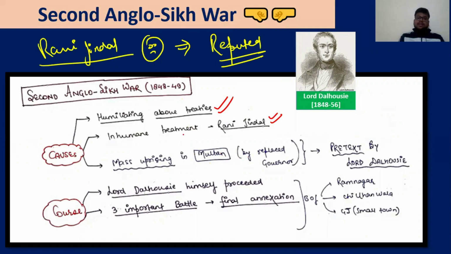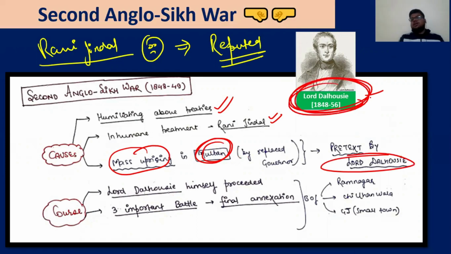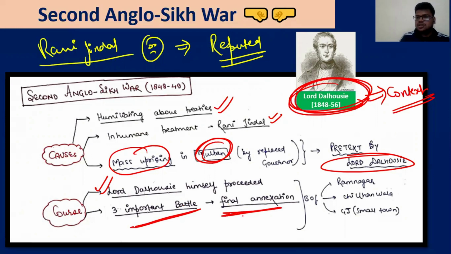After some time, a mass uprising happened in Multan. And that gave the pretext to Dalhousie. The same work was done by Dalhousie also. He was just looking for a pretext to get over and conquer the territories. We will read about Dalhousie, the doctrine of lapse, for example. So during the course, Lord Dalhousie himself proceeded. Three important battles were fought, and the final annexation took place.